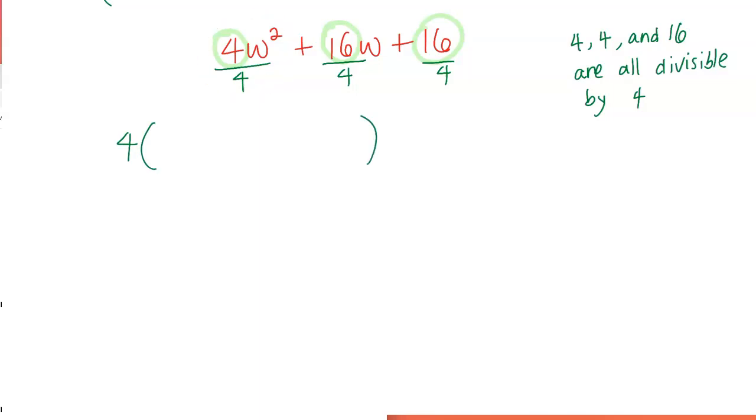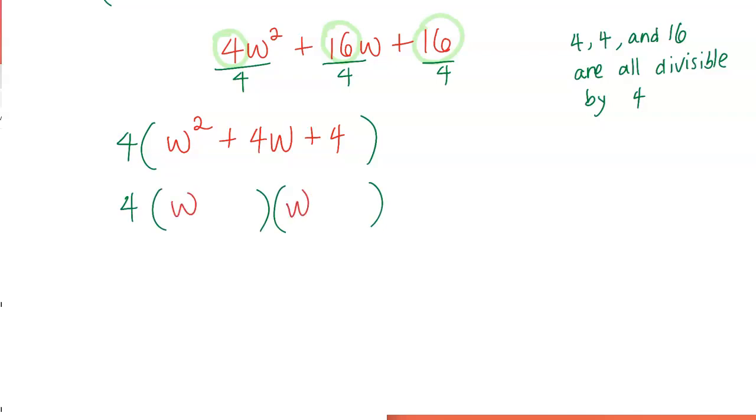4w squared divided by 4, when that 4 cancels out, we only have w squared. 16w divided by 4 is 4w. And lastly, 16 divided by 4 will give us plus 4 here. So for right now, we're going to leave that 4 outside, and let's try to factor that trinomial inside.